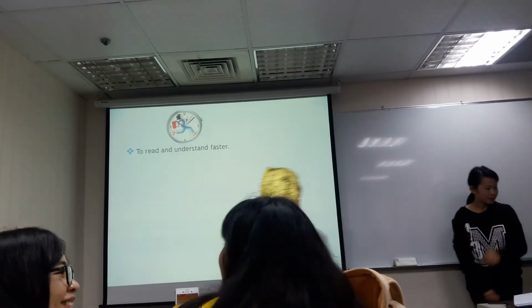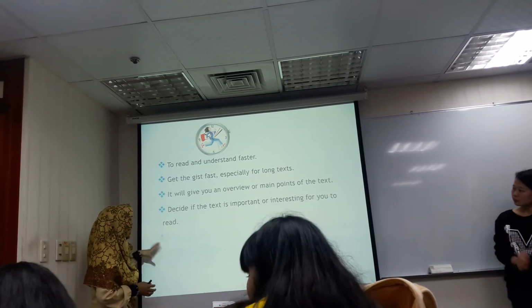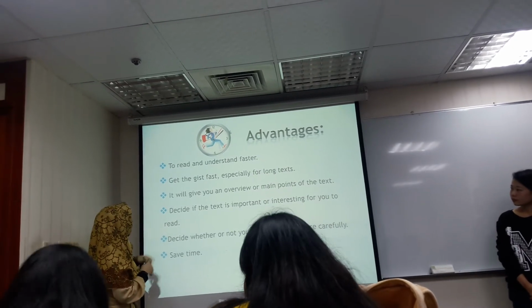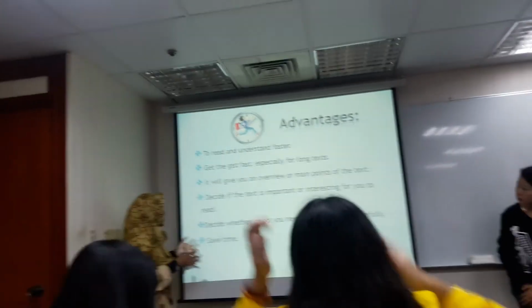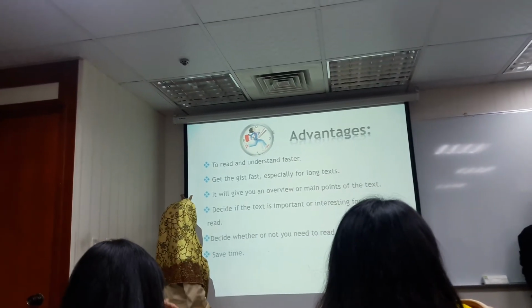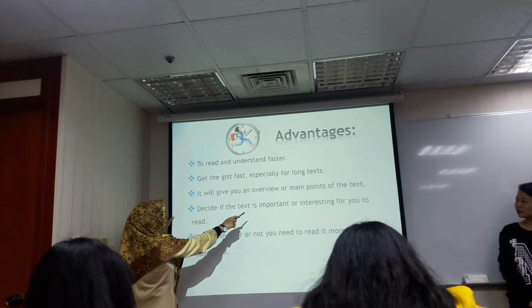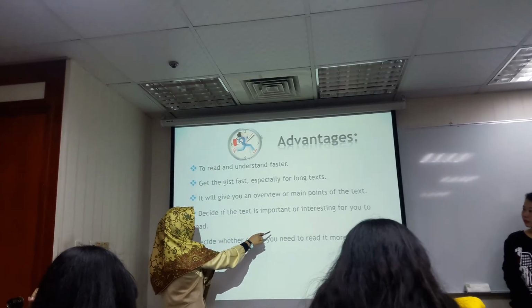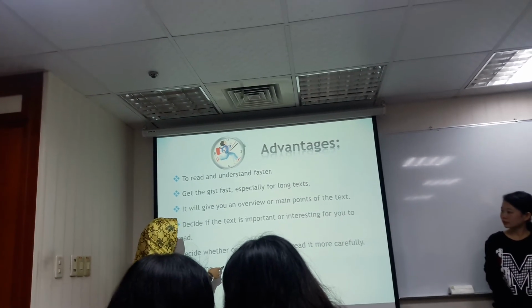Okay, you have 3 minutes left. So as we know, we do skimming to read quickly, so we can have a lot of advantages here. First, we can read and understand faster, so we don't need to waste our time looking for the main idea of the text. Second, get the gist fast, especially for long text. Third, it gives you an overview or main points of the text. Fourth, decide if the text is important or interesting for you to read. Fifth, decide whether or not you need to read it more carefully.